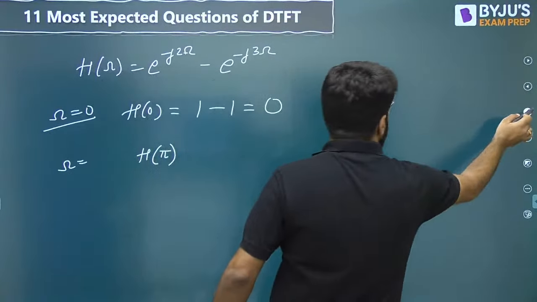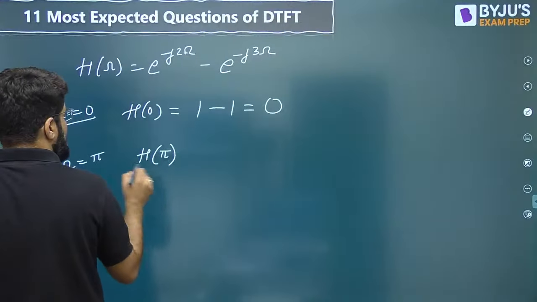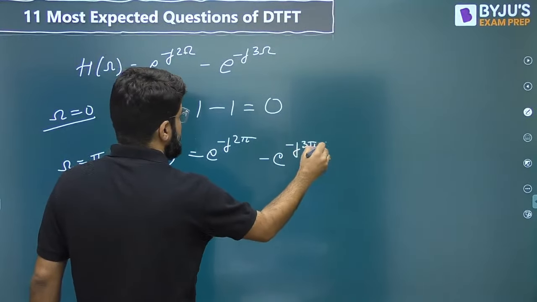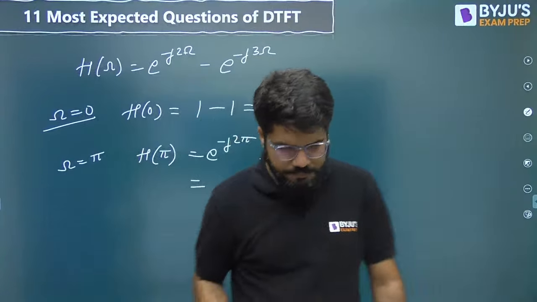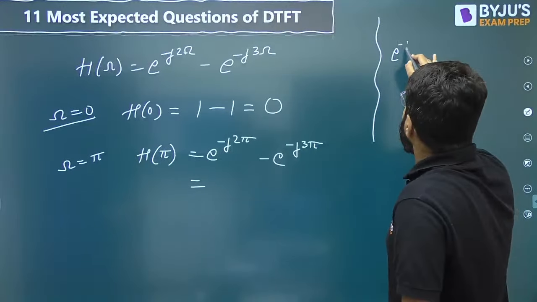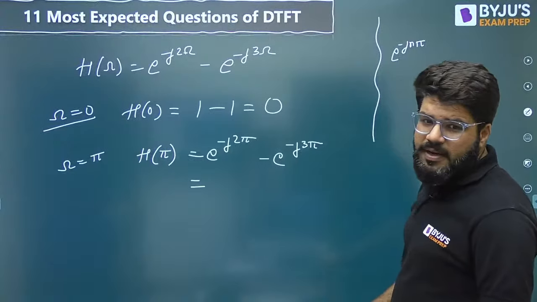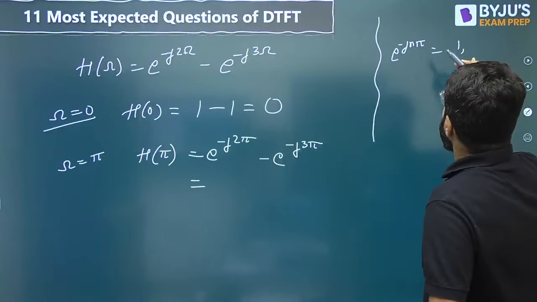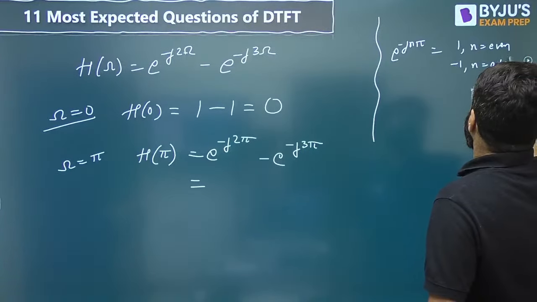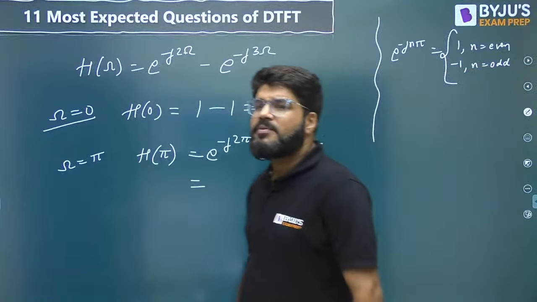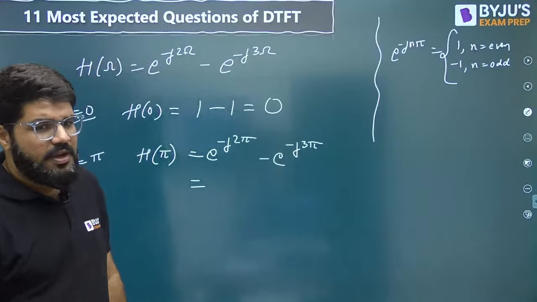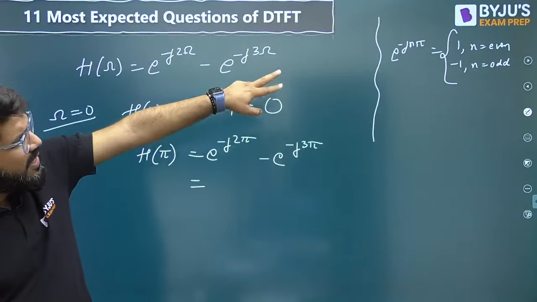The regular trend that we follow, no issues. So omega equal to pi: e raised to the power minus j2 pi minus e raised to the power minus j3 pi. Always remember, please listen to me, e raised to the power minus jn pi, because this is a very repetitive calculation, will always be equal to 1 if n is even. It will be equal to minus 1 if n is odd. Why? Open up Euler's identity, cos theta plus j sin theta, you will understand. Try it yourself.